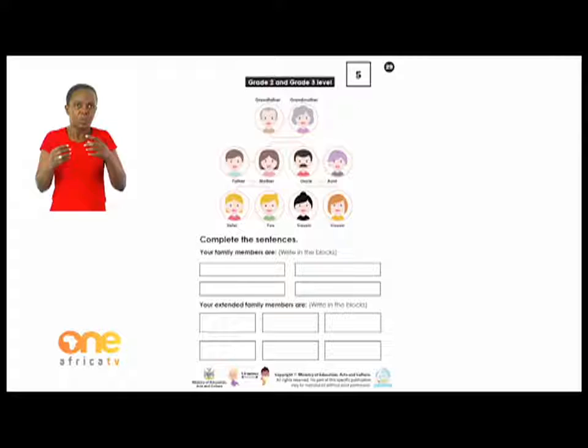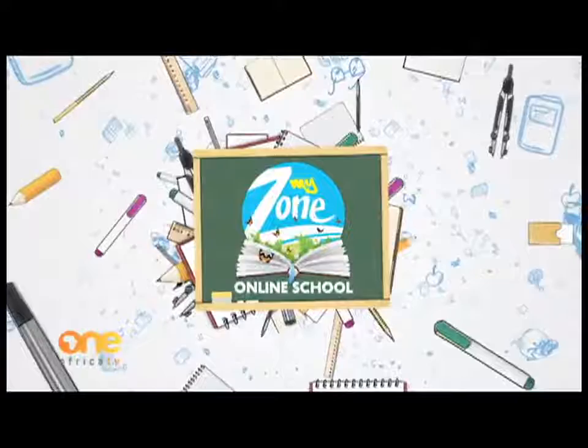In the blocks below, we are going to fill in our immediate family first, and then we're going to fill in our extended family. Our immediate family is mother, father, brother, and sister. Our extended family has grandmother, grandfather, uncle, aunt, and cousins. The family tree will help you to fill in the blocks. Did you draw your family?